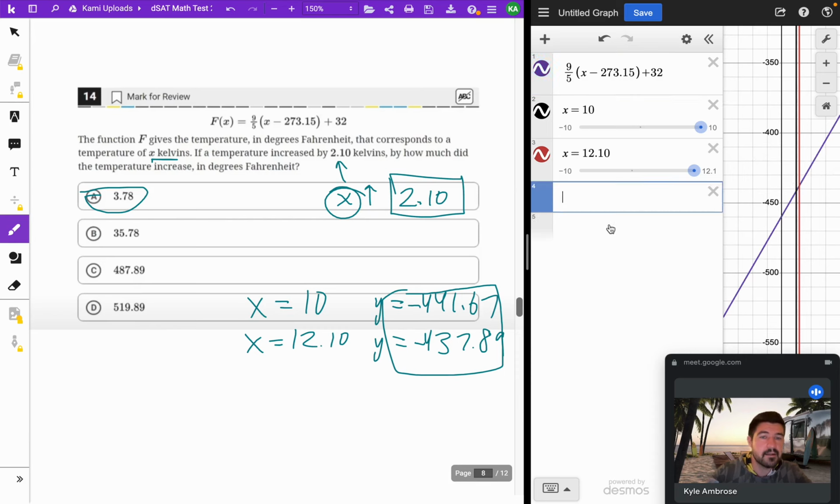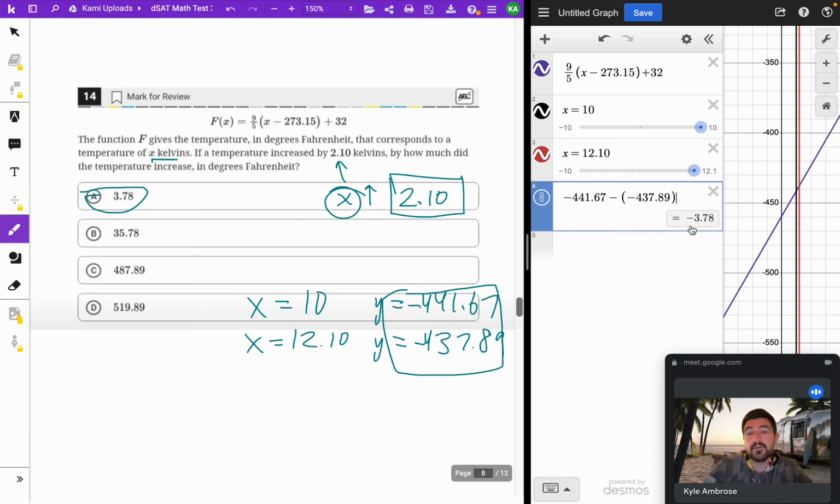And if you really didn't know, you could just go like this: negative 441.67 minus, we're going to find the difference between these two, minus negative 437.89. And the difference, don't worry about the negative, is just 3.78. That's how much they differ. So that's how I would do it.